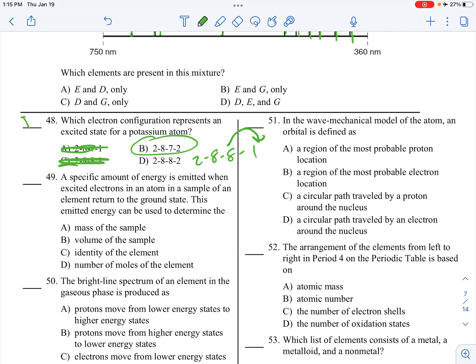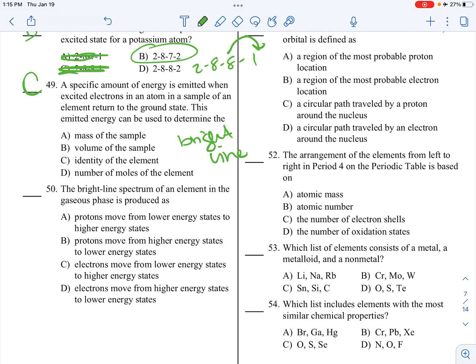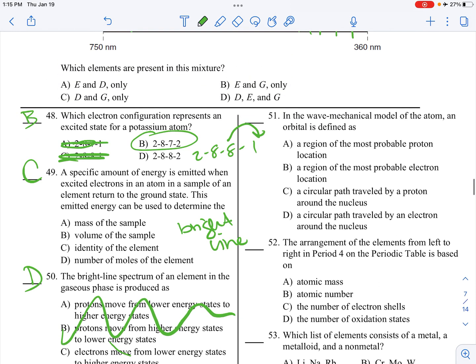That's my answer. A specific amount of energy is emitted when excited electrons return to ground. This emitted energy can be used to determine the identity. This is the bright line spectrum, which is an identity thing. It's produced as electrons, not protons, are moving from the higher to the lower level, giving off the extra energy that was gained through heating.